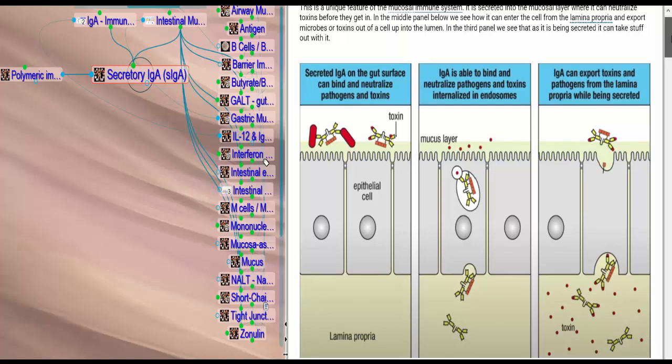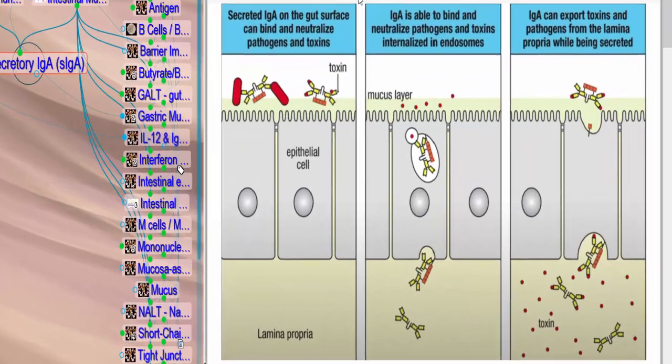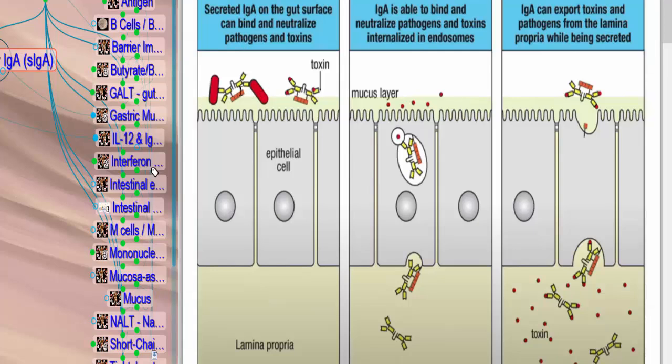So let's take a look at this diagram, and we see three different ways that it works. Now, first of all, this little funny looking thing here is the secretory IgA. Actually, let's look at the middle column first, because down at the bottom you see what it looks like before it's attached to anything. Antibodies, which are the same thing as immunoglobulins, are Y-shaped, and in this case, we've got two Y's joined together. Secretory IgA is two of those Y shapes, two of those immunoglobulins joined together.